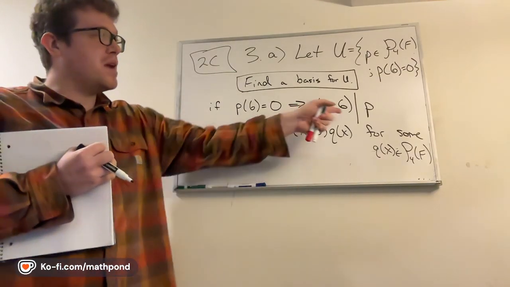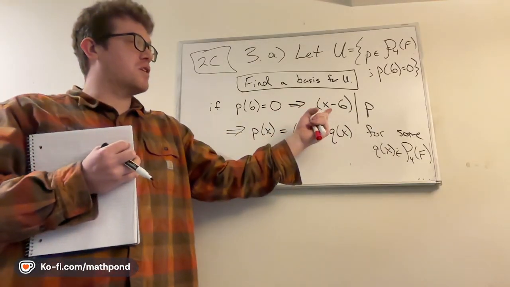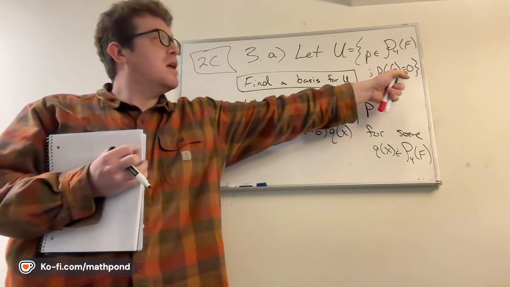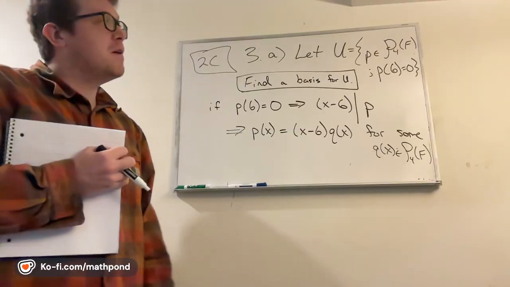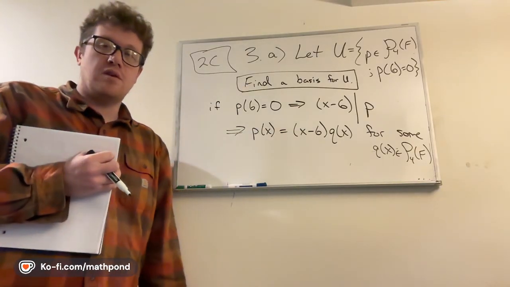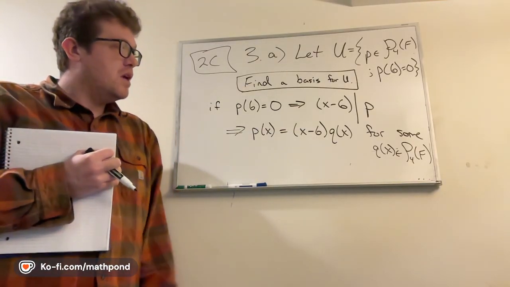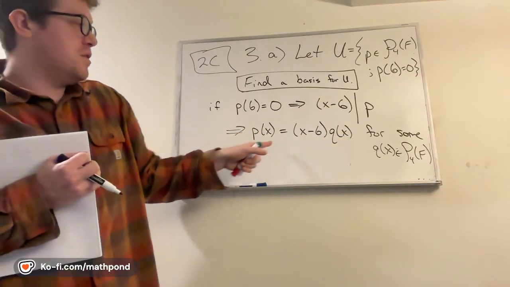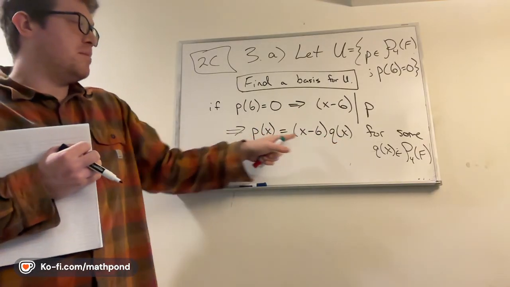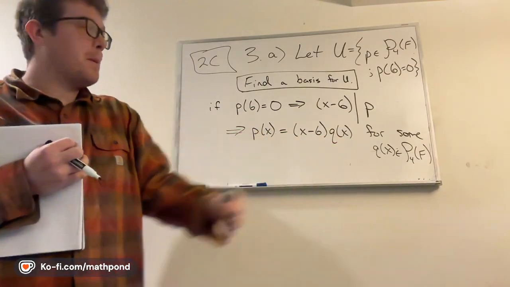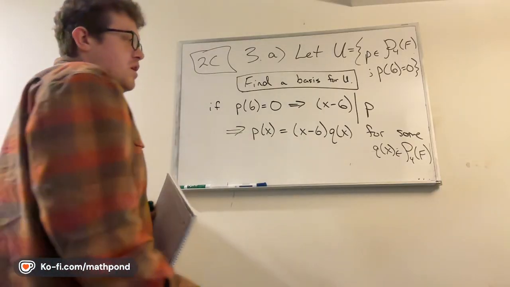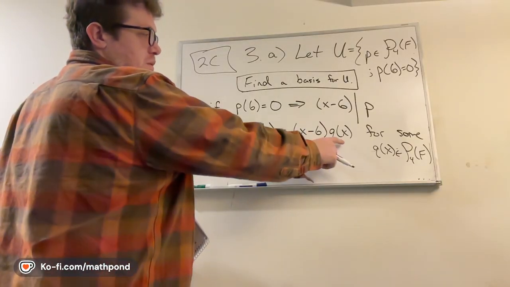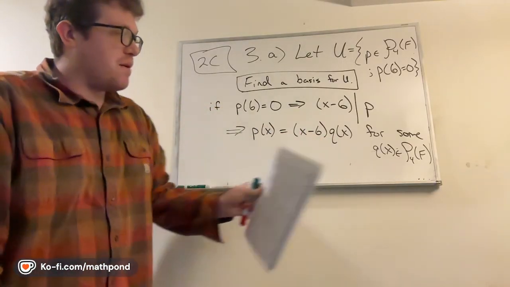And there's no remainder, because if there was a remainder, it would have degree less than that of x minus 6, so it would be a constant. So the remainder has to be 0. Otherwise, p(6) would not be 0. So we have no remainder here. We just have pure division. We can divide p by x minus 6 and we get q.